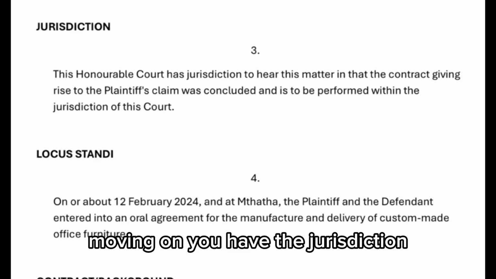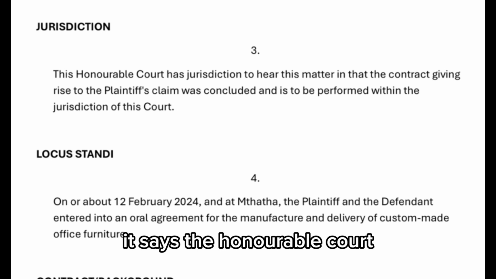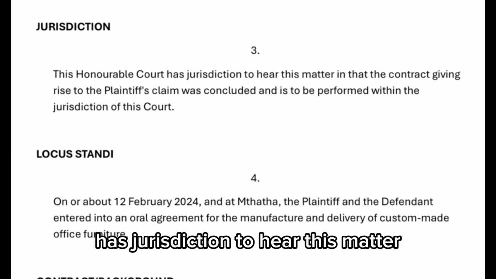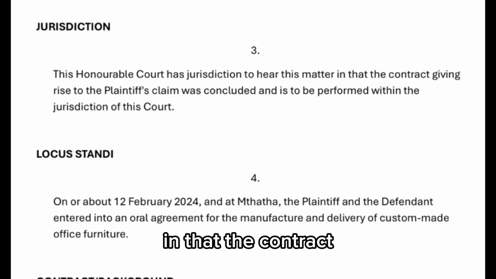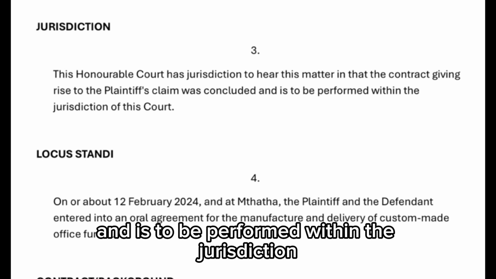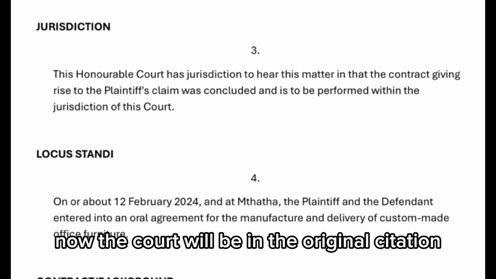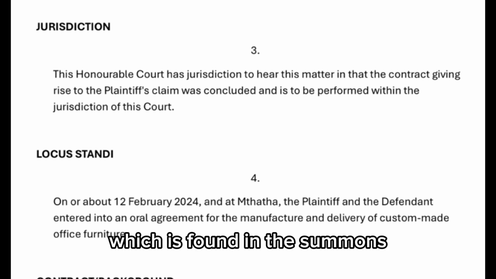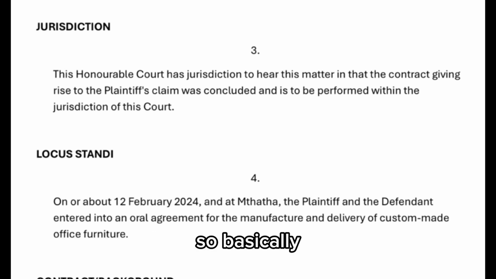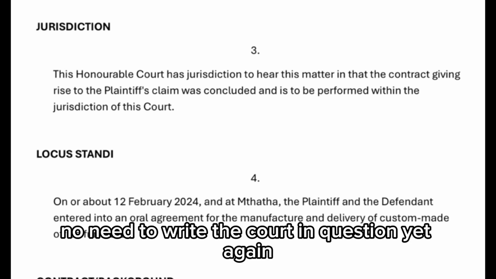Moving on, you have the jurisdiction. If you look at paragraph 3, it says, "The Honorable Court has jurisdiction to hear this matter in that the contract giving rise to the plaintiff's claim was concluded and is to be performed within the jurisdiction of this court." Now the court will be in the original citation, which is found in the summons. So basically this is enough for the particulars of claim. No need to write the court in question yet again.